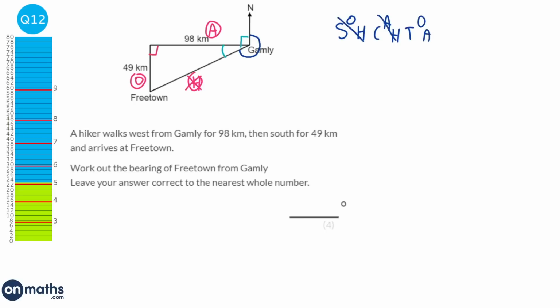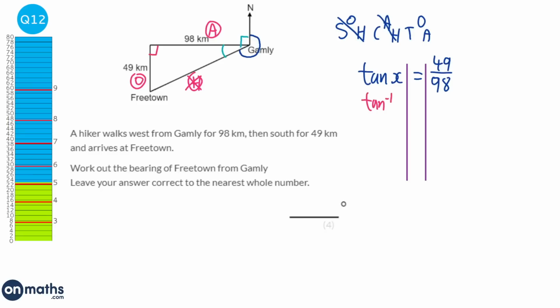And the only one that doesn't have the hypotenuse is TOA, and so we're doing tan x equals the opposite, which is 49 over 98. Get our lines in, and we're going to do the inverse tan to both sides. So we get x equals, and we do inverse tan, which is 26.565, and so on.